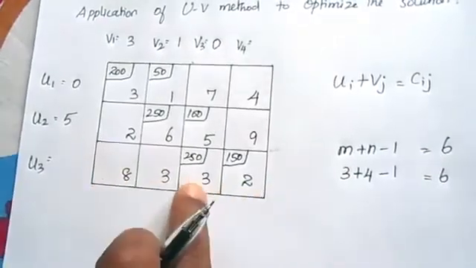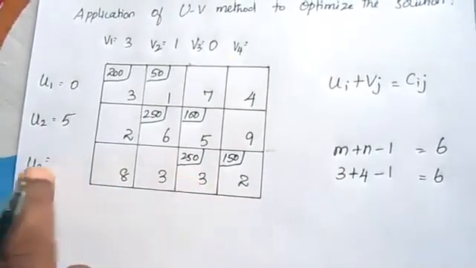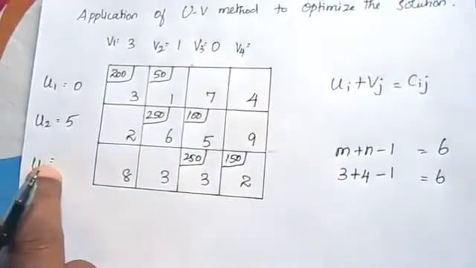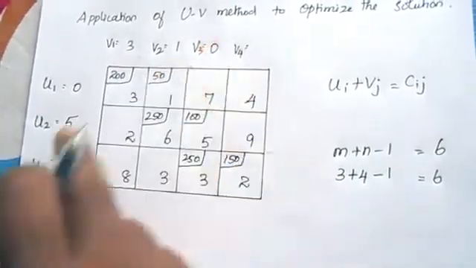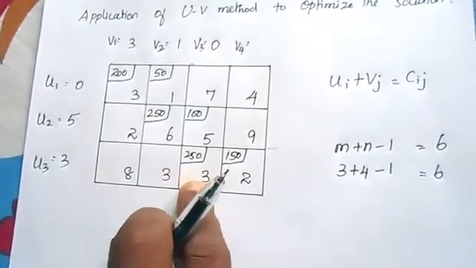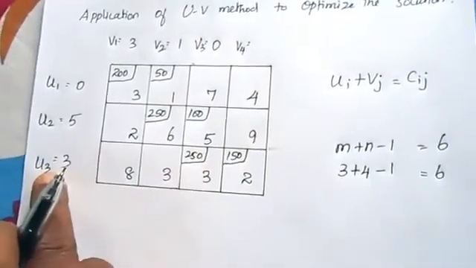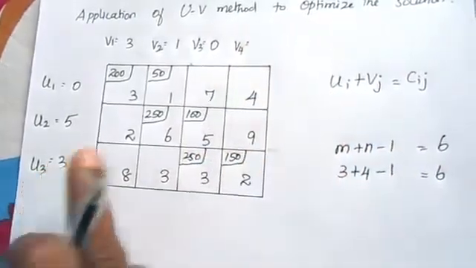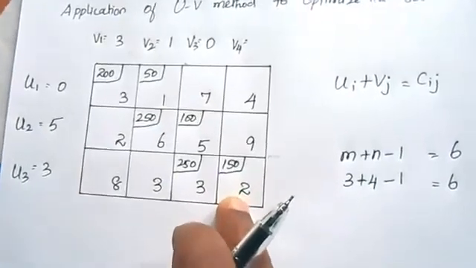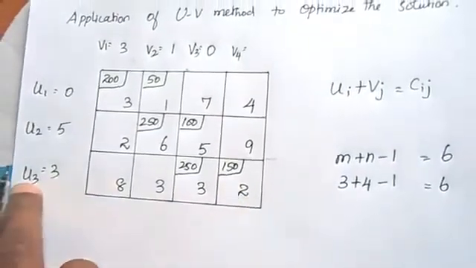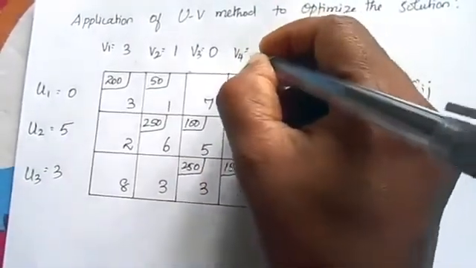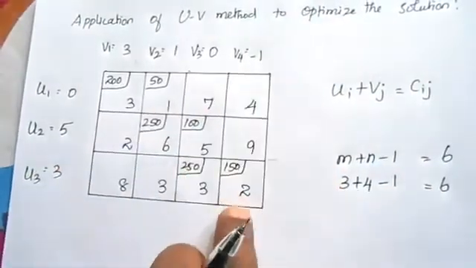Now come to the third row. Cij is 3. So what is the formula? U plus V. V is already 0. So 0 plus what will be 3? 0 plus 3 is equal to 3. We have got the value for U3 also. Now we have to find the value for V4. With this value, you can find V4. The Cij value is 2. So how will you get the value? Ui plus Vj is equal to 2. Here U3 is 3. Then what about V4? Minus 1, that is 3 minus 1 is equal to 2.